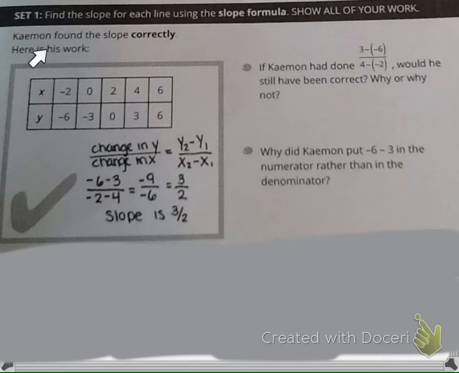Now, Kamen found the slope correctly, and here's his work. So pay attention to where things are coming from here. It shows y2 minus y1, and he shows negative 6. That means that y2 must be negative 6. That's right here, negative 6.